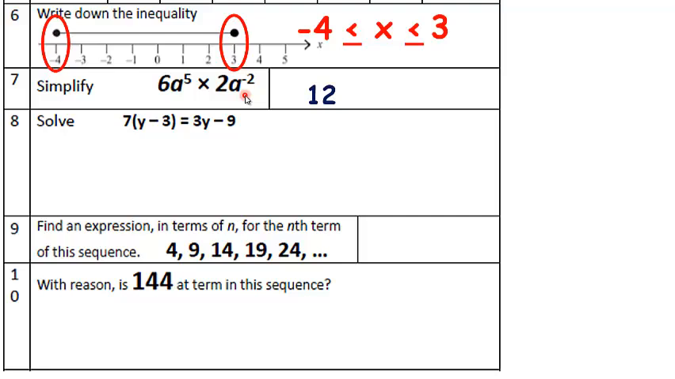8 to the 5 times 8 to the -2. Add the powers, which gives you 8 to the 3. Okay, comfortable with that? Add the powers there.